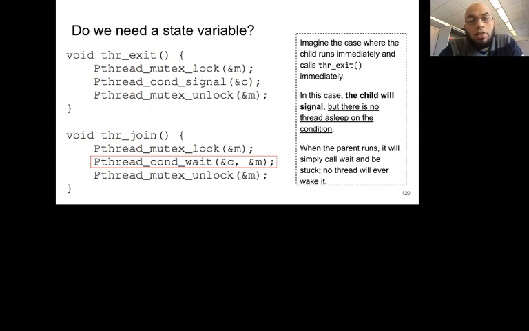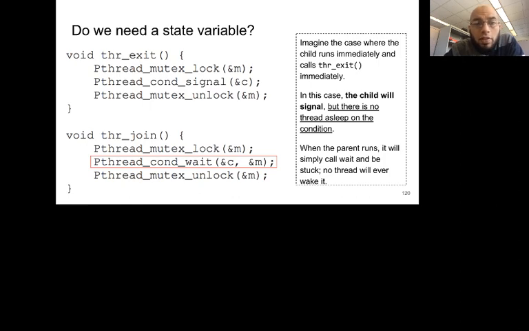The child thread starts running, and you have a very large round robin quanta. So you basically run until the child thread exits. Okay, so the child thread in this case calls exit, starts running exit right away, tries to basically signal the condition variable, but you never call thread join anyway, right?